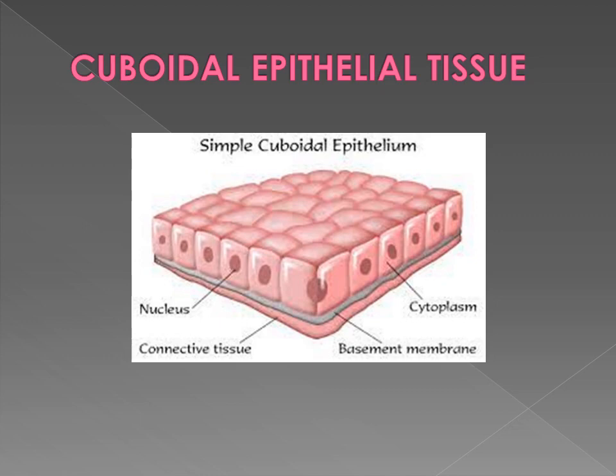So the figure is also displayed there, and it is mentioned as simple cuboidal epithelium. Is it clear? The cells are always embedded on one basement membrane, which is given at the bottom, right? And the cells in the center consist of the nucleus also. Cytoplasm will be there inside. Is it clear? Okay.